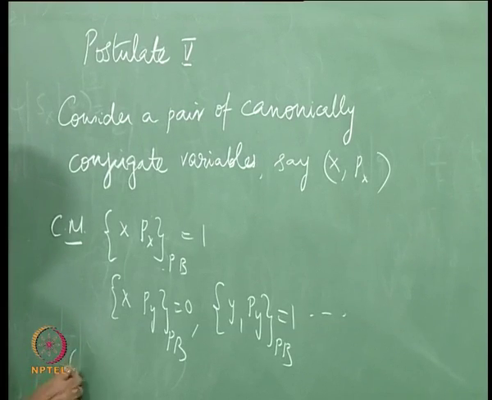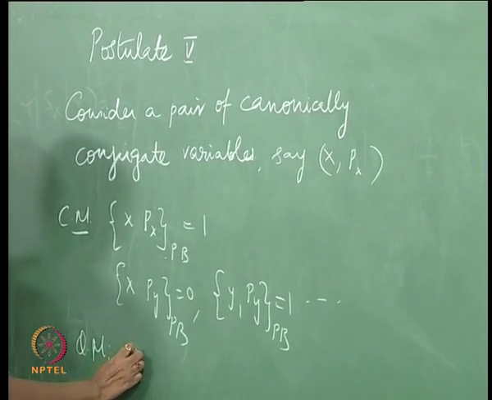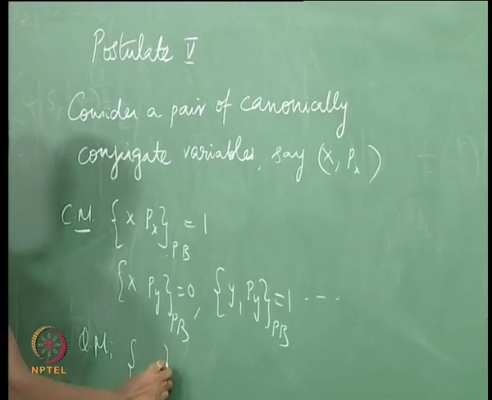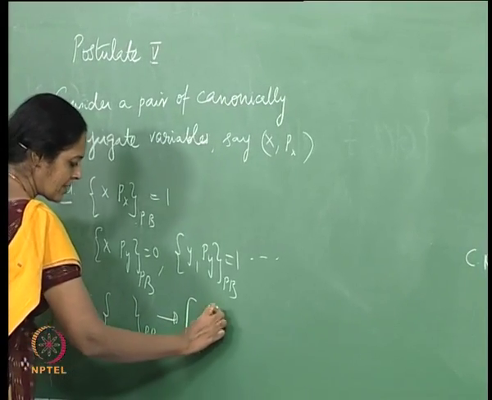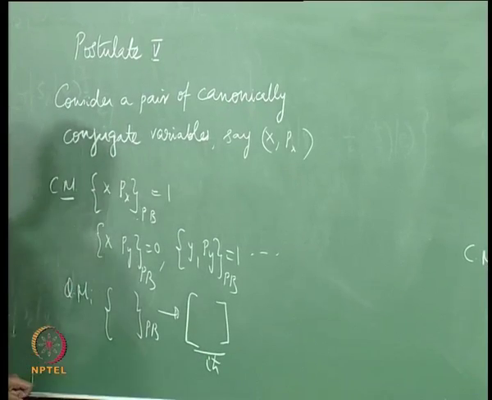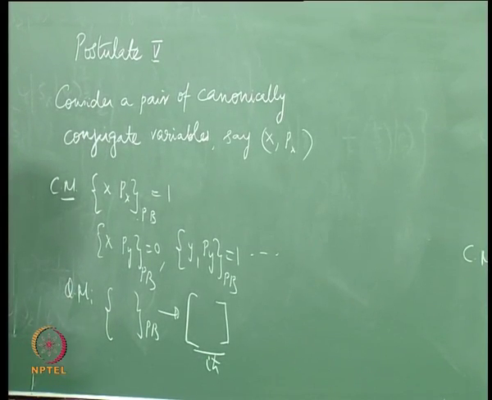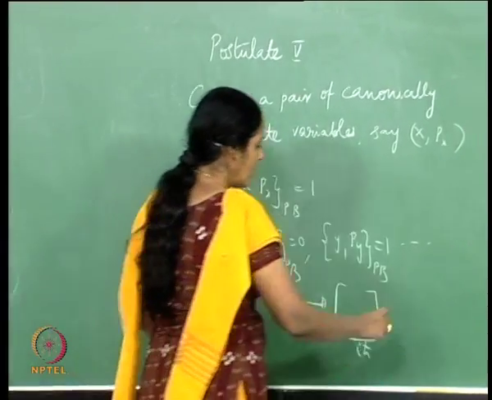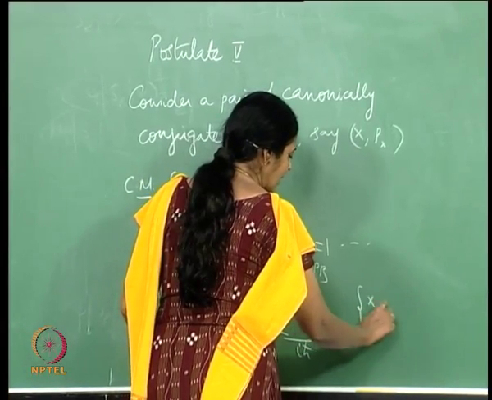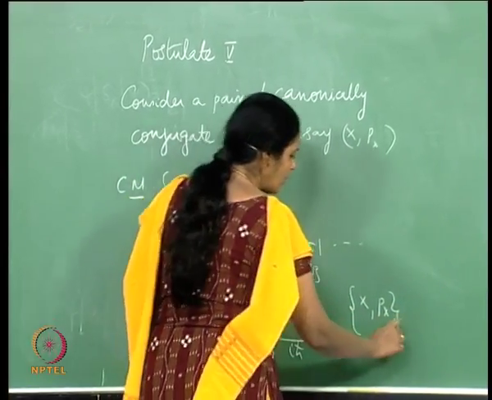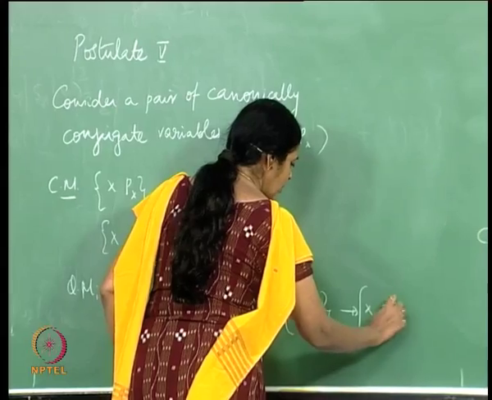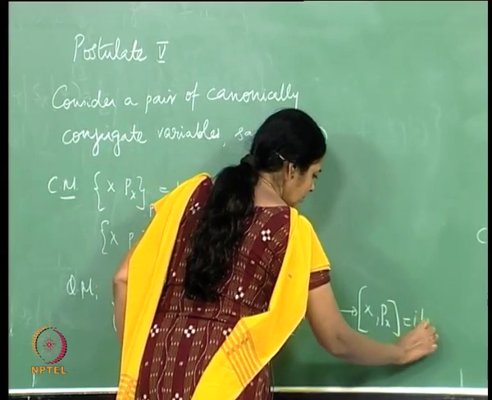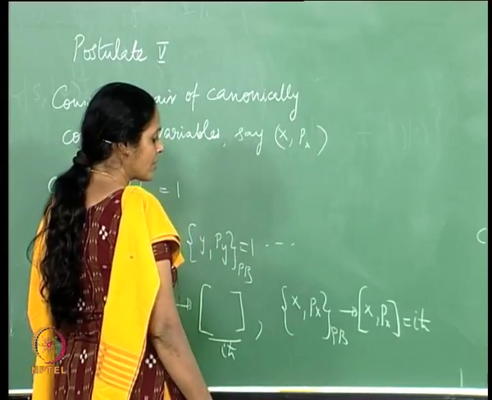The replacement is as follows. In quantum mechanics, the Poisson bracket is replaced by the commutator bracket divided by i h cross. In general, that is how one goes from classical physics to quantum physics. And the Poisson bracket between pairs of canonically conjugate variables is replaced by the commutator bracket, which is equal to i h cross.